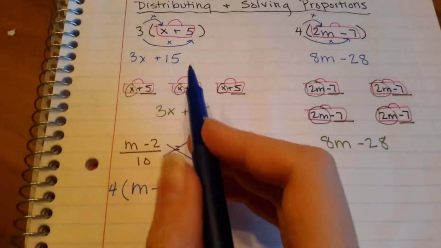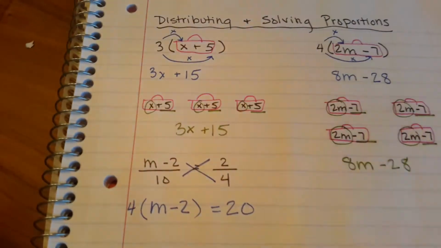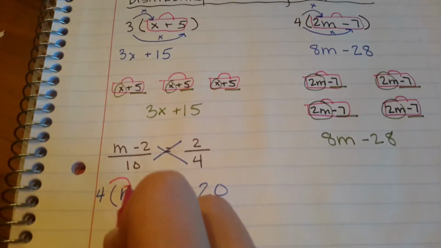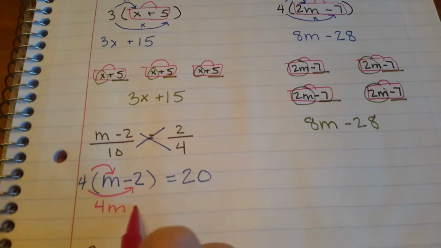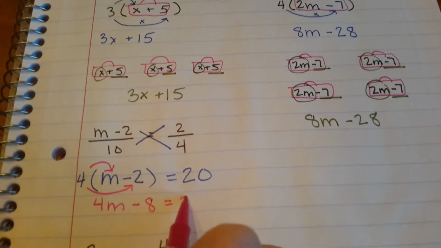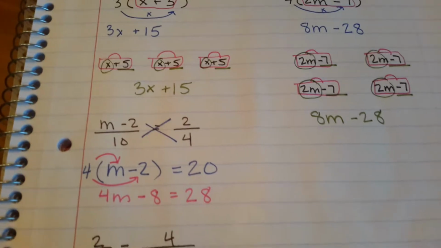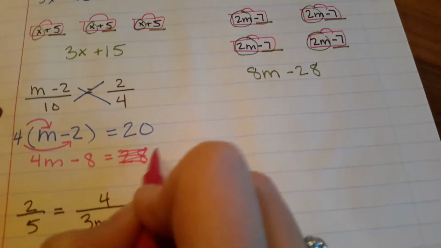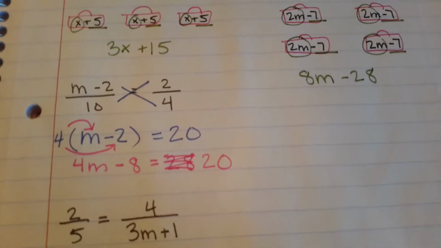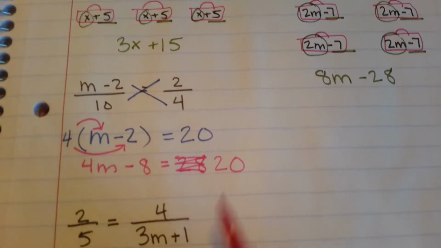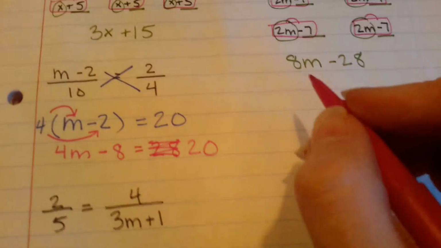Now we distribute. You can use either method. 4 times m is 4m. 4 times negative 2 is negative 8. And that equals 20. Now most of us are good solving from here. I will review for this problem.